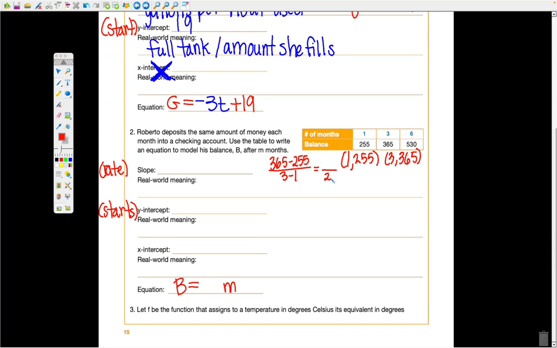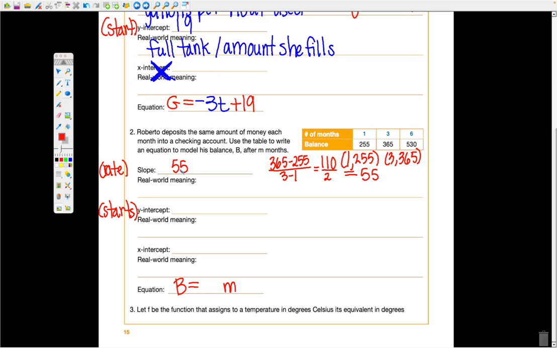All right, so anybody do it this way, like this with me? It's 55. Should be 110. I don't know if you guys are doing the same numbers I was using, but 365 minus 255 is 110. And when you divide it by 2, that is 55, which is the answer she was giving for the final amount. So the slope is $55.